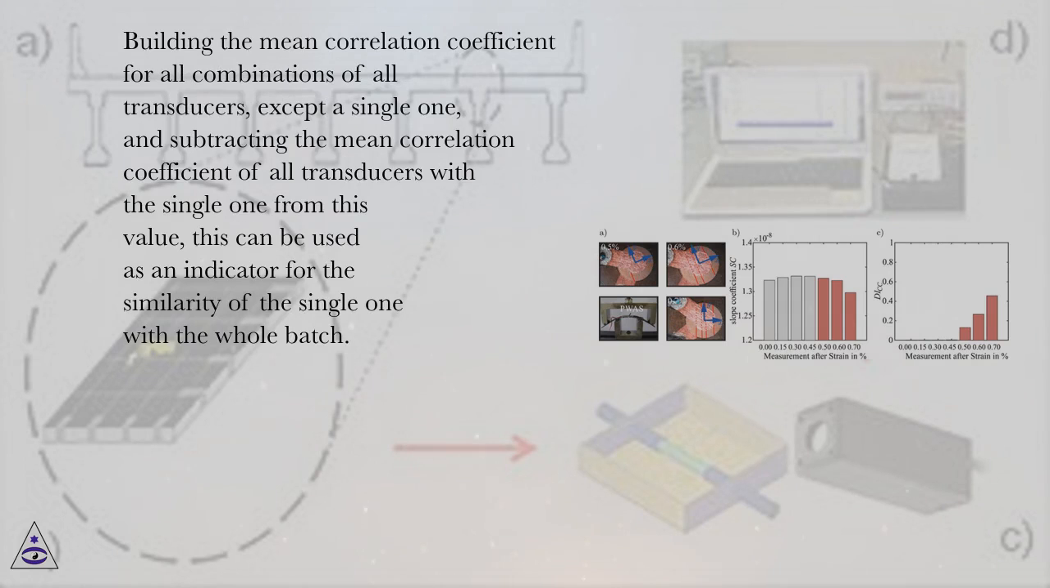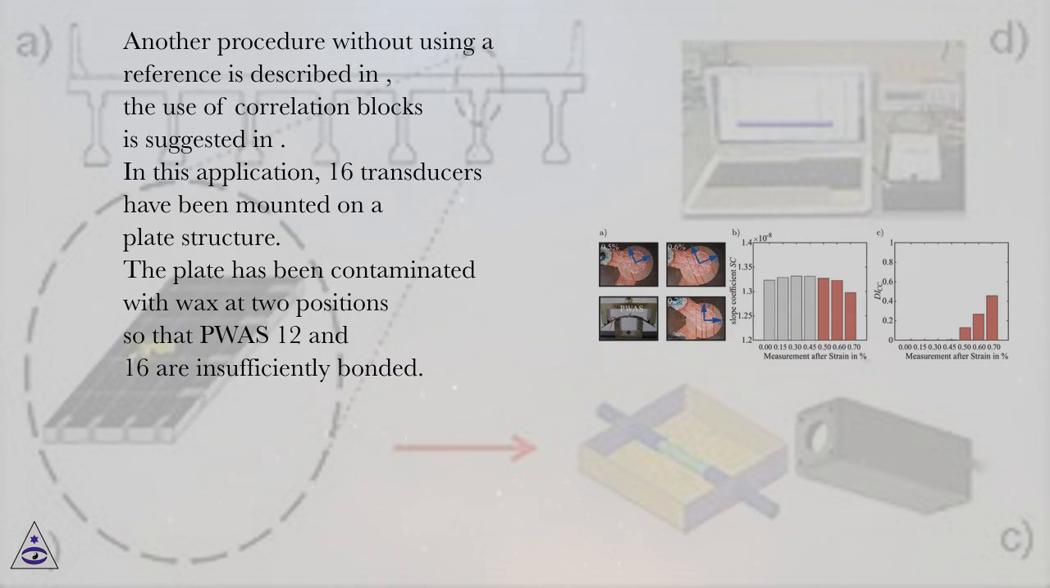Building the mean correlation coefficient for all combinations of all transducers, except a single one, and subtracting the mean correlation coefficient of all transducers with a single one from this value. This can be used as an indicator for the similarity of the single one with the whole batch. Another procedure without using a reference is described in, the use of correlation blocks is suggested in.